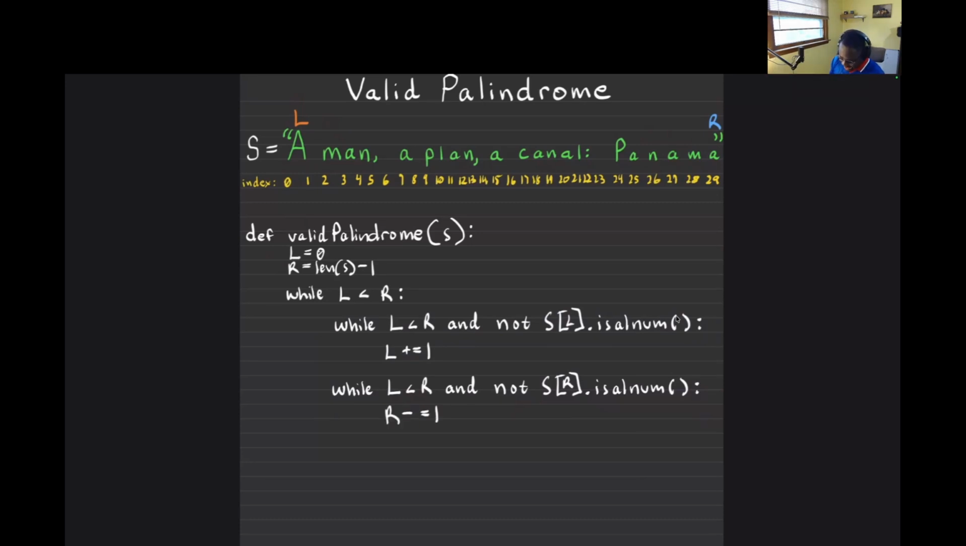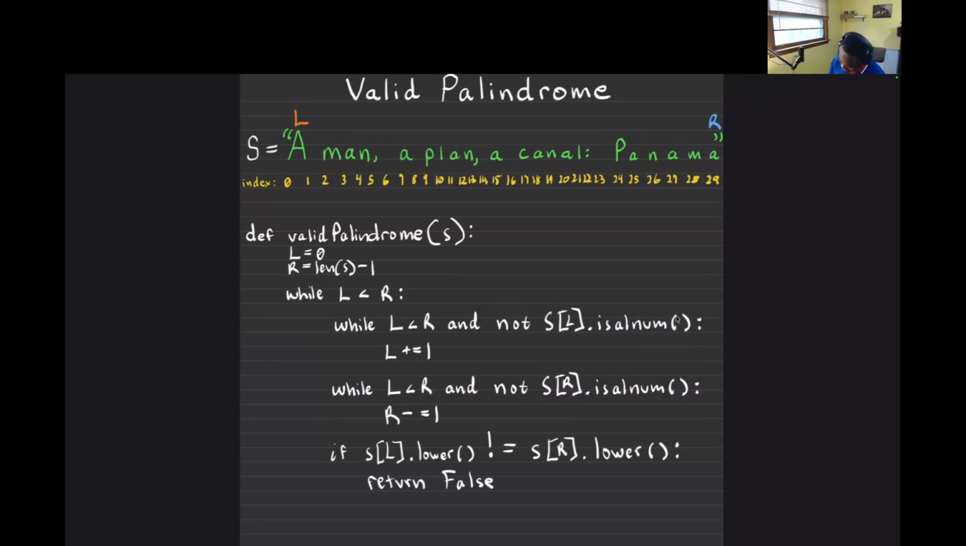Okay, at any position, right? So this is the third condition, or technically the fourth condition. So this is the first, second, third. Now we're at the fourth condition, okay? If at any point S of left as a lowercase is not equal to S of right as a lowercase as well, then we return false immediately, okay?